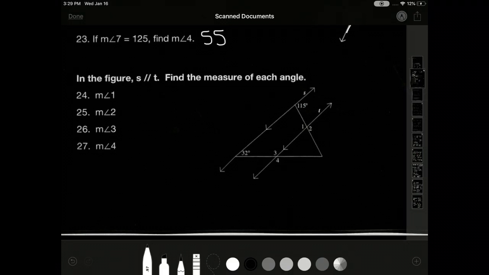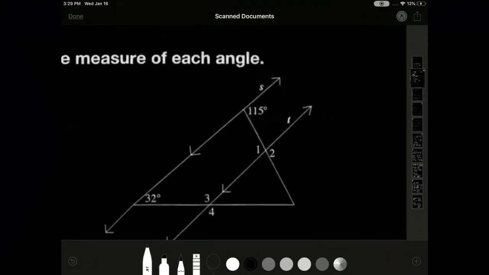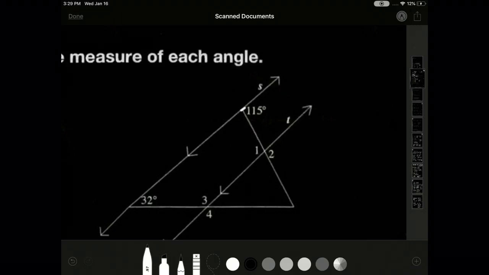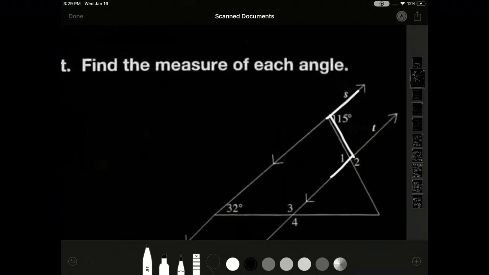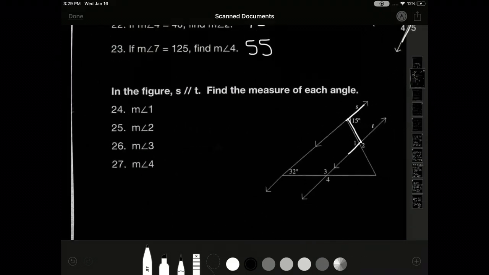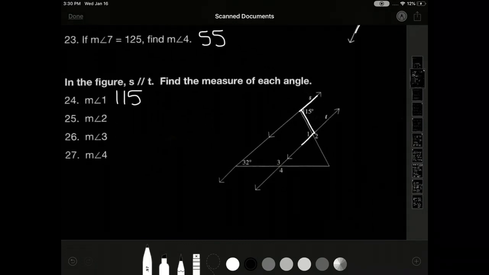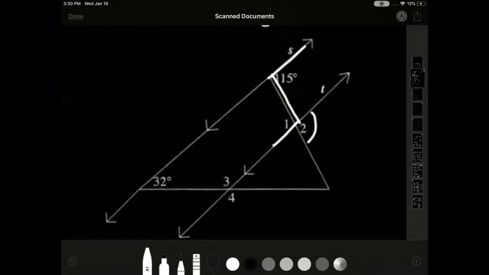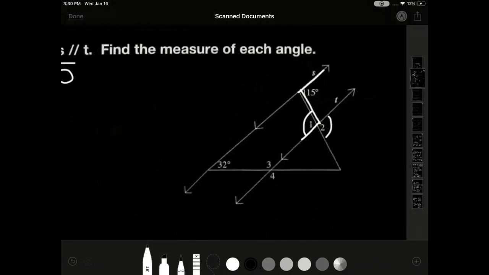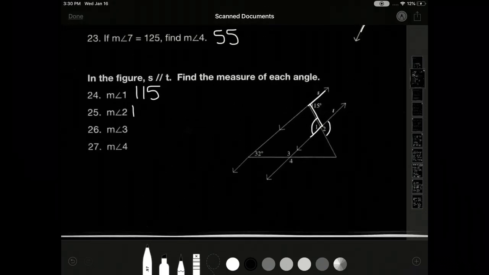For the next section, we have our figure here, which tells us that S is parallel to T, and we want to find the measure of each angle. So let's start at the top section here. We have 115 degrees, and here's angle 1, and there's that magic letter Z, so therefore 1 is 115. Now, 1 and 2 form vertical angles, which means they are also congruent to one another, so 2 is also 115.